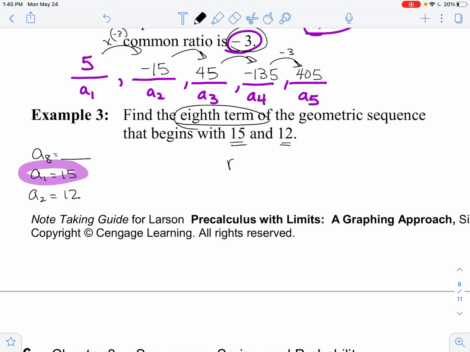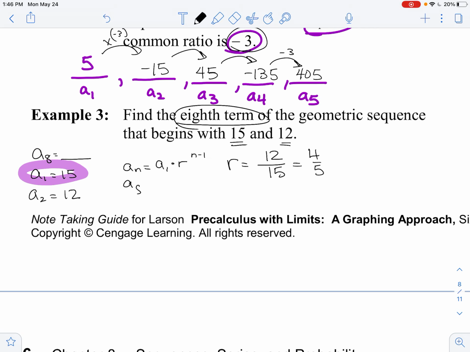We do need to know the common ratio. Well, I know that the common ratio is the ratio of a term divided by the one previous to it. I know 12 over 15 can reduce to 4/5. So now I have r. So remember that we can plug this into any nth term equals the first term times the common ratio to the n minus 1 power.